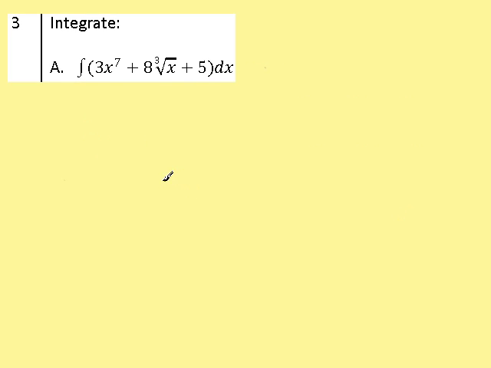In number 3, we're going to do some integration. In this first example, we have a sum of powers, and so we're just going to use the power rule. Let's rewrite this as a sum of powers. So that's 3x to the 7th plus 8. And here's where we rewrite, instead of cube root of x, let's write x to the 1/3 plus 5 dx. All right, so now we're ready to use the power rule. Remember, you just add 1 to the exponent and divide by the new exponent. So that would be here for the first term, 3x to the 8 divided by 8.